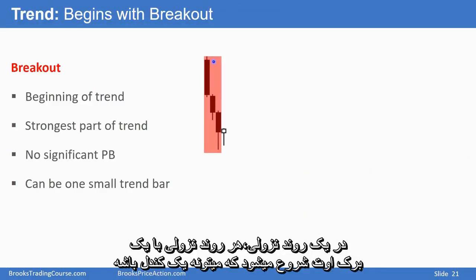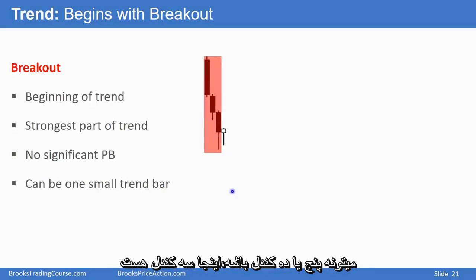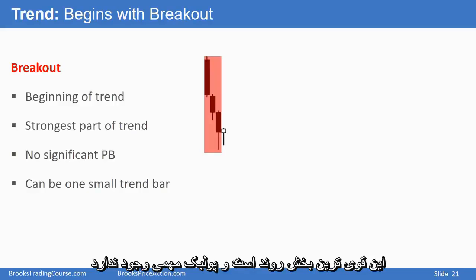In a bear trend, every bear trend begins with a breakout. It can be 1 bar. It could be 5 or 10 bars. Here, it's 3 bars. It's the strongest part of the trend, and there's no significant pullback.